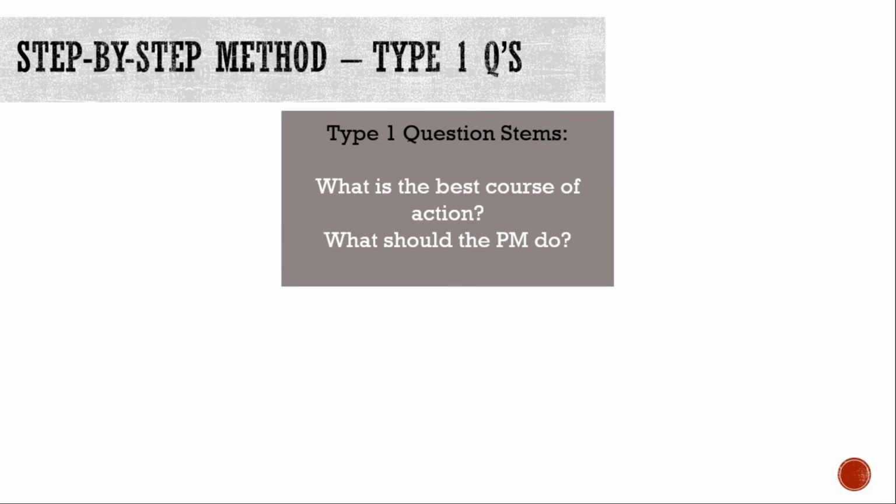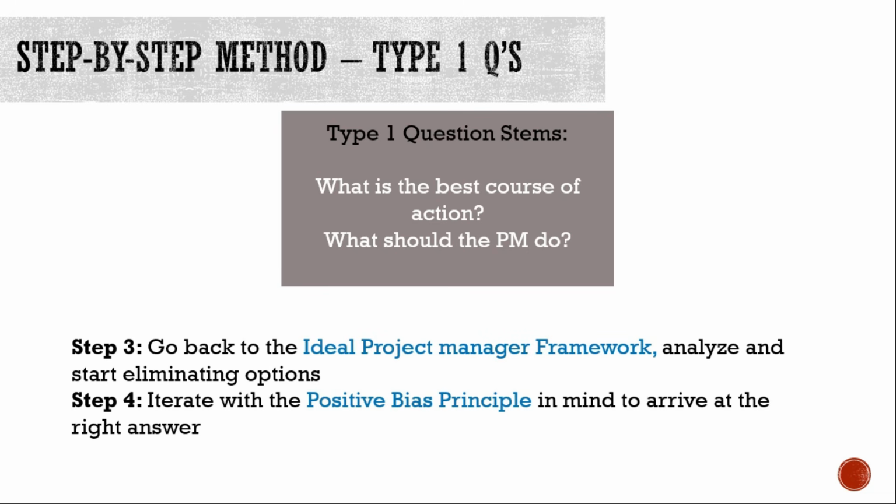Okay, so just to refresh your memory, type 1 question asks about what is the best course of action or what should the project manager do, and it essentially focuses on the project manager behavior framework. So step 3 for these type of questions is go back to the ideal project manager framework, analyze and start eliminating options. And step 4 is we iterate this with the positive bias principle to arrive at the right answer. So that completes all the steps required to answer a type 1 situational question.